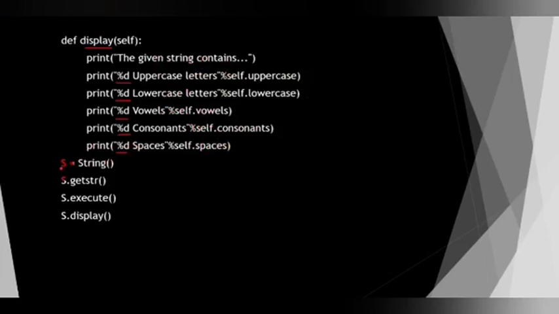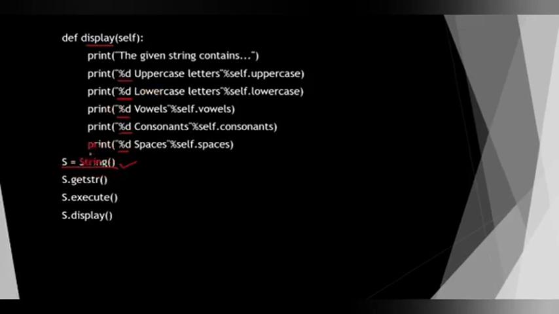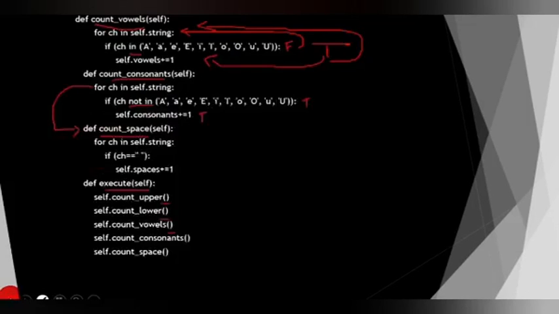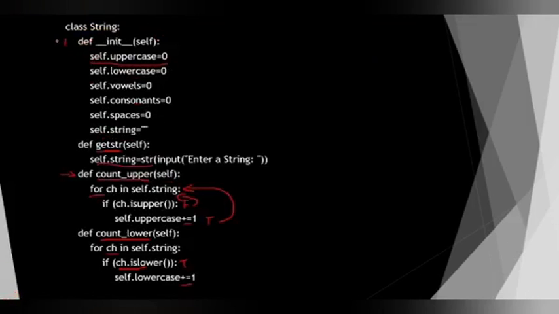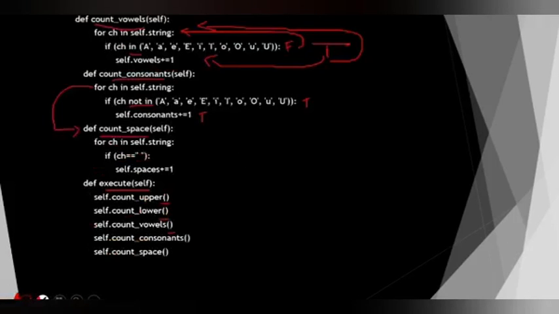In this line only, the main program is started. Your program execution starts from here. s equal to String: here s is the object name and String is your class name. Once this statement is executed, the control automatically transfers to the function init. A constructor is executed when the object is created. This is the first function executed. After the execution of this function, the control transfers back to the main program.